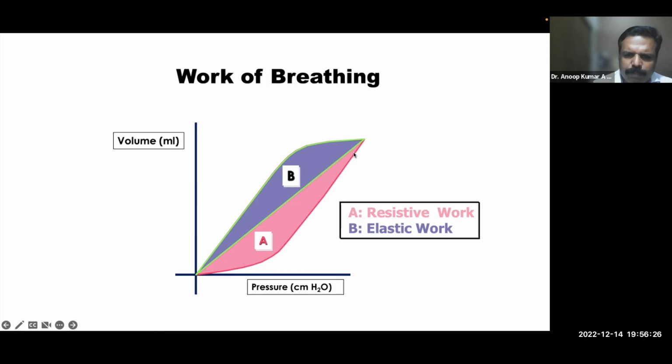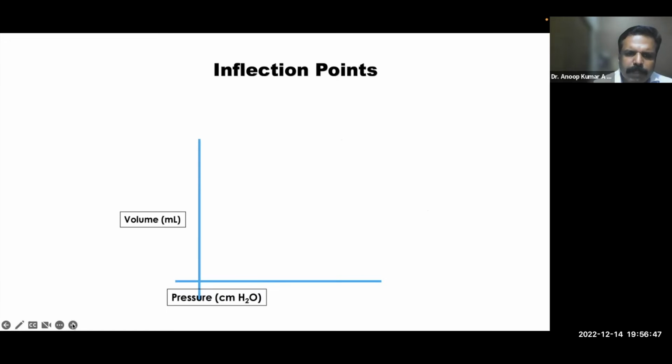Whatever change is happening in the compliance or the resistance will be reflected in the resistive work. Or whatever changes are happening in the expiratory part will also be indicated in the resistive work. So that is the elastic work and resistive work in the PV loop.